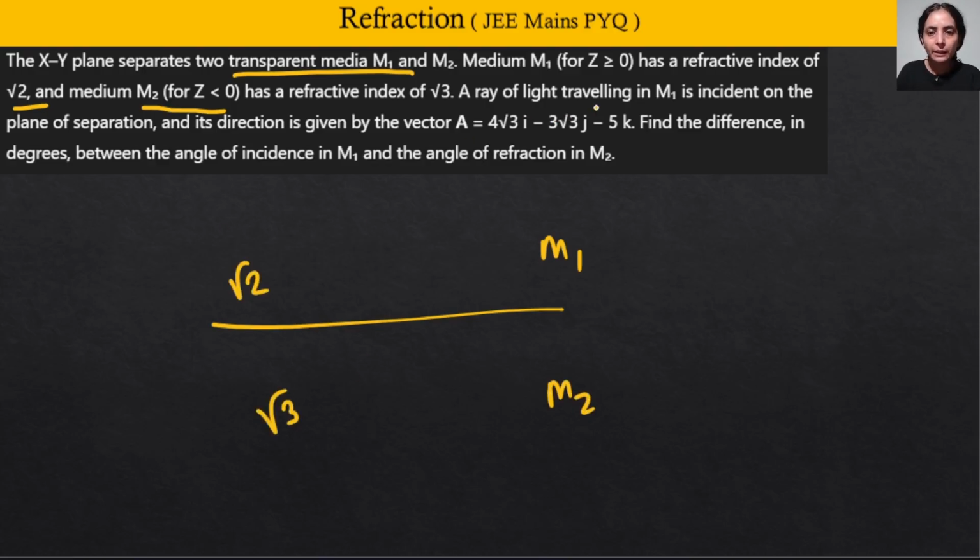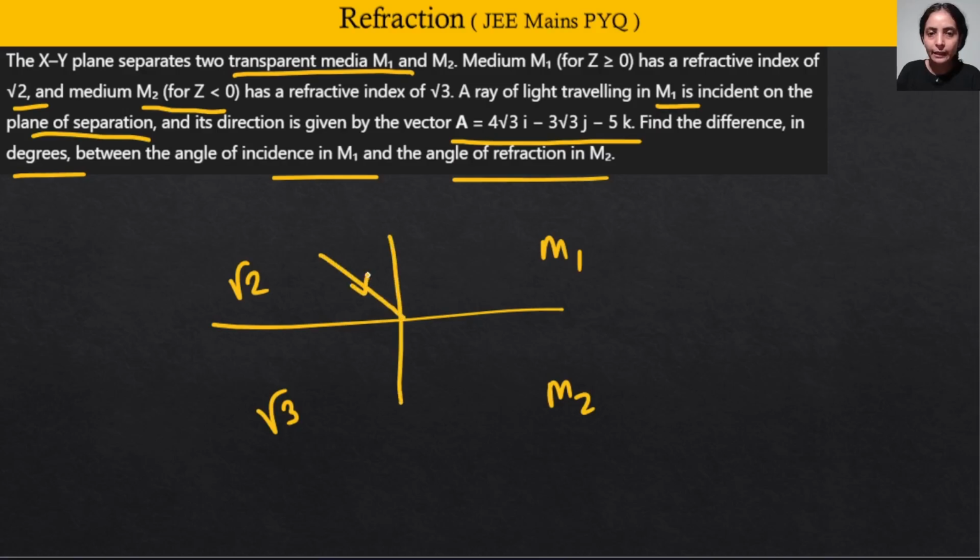And now what is happening? A ray of light traveling in M1 is incident on the plane of separation, and the direction along which the incident light is coming is given by this. Find the difference in degrees between the angle of incidence in M1 and the angle of refraction in M2. So basically this is the incident light and this will be the refracted light towards the normal, since it is going from rarer to denser. We have to talk about this angle.